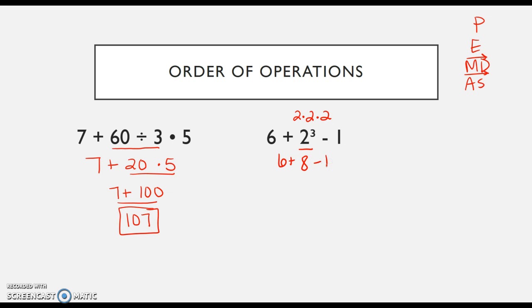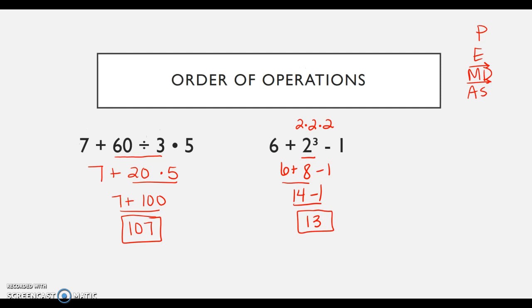Now we've just got addition and subtraction, so we're going to go left to right, and we see addition first. We have 8 plus 6, which is 14, minus 1. Then we just have the subtraction left, so our answer here is 13. So we're going to continue on. We've got a couple more order of operations problems.